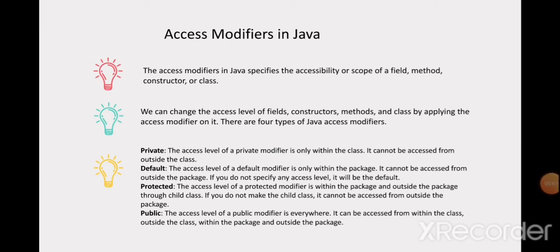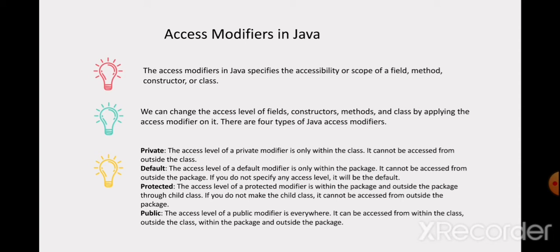Okay, now I'm going to discuss the access modifiers in Java. So, what are the uses of access modifiers and what are they? The access modifier in Java specifies the accessibility or scope of a field. I think you have used public, private, protected, for example, public static void main.